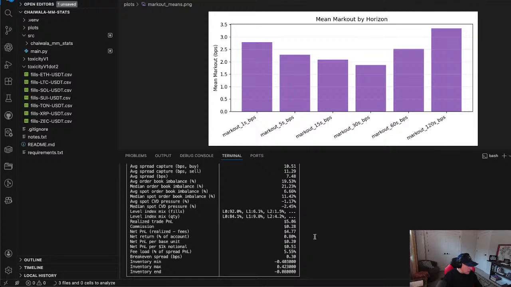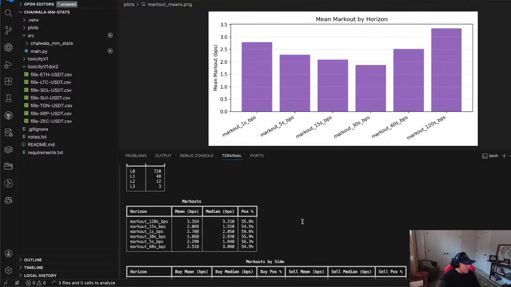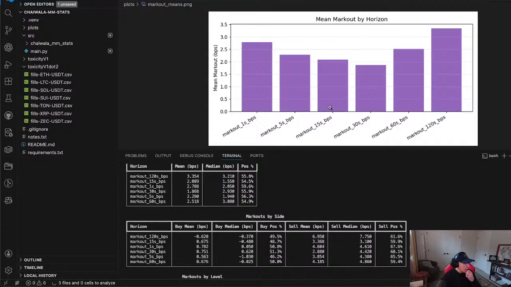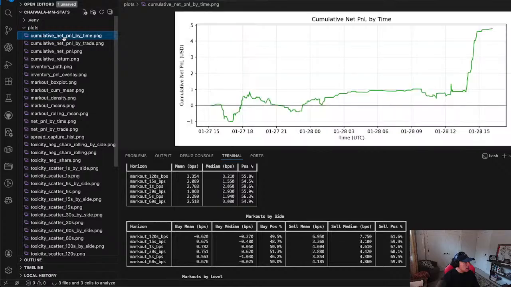about 92% of the fills are at level 0 and about 6% are at level 1. Realized P&L $5, commissions of 28 cents. So this is up roughly 80 basis points. So not bad. And the markouts look beautiful here. Everything's in the green over all the time periods. So let's take a look at the P&L plots over time.